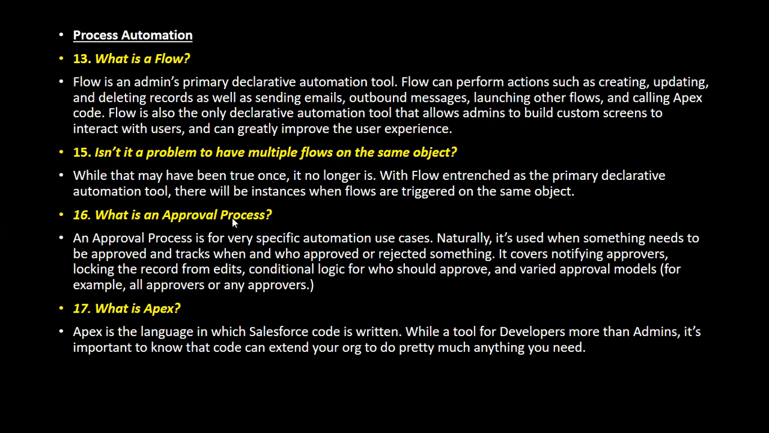Next question, what is an approval process? An approval process is a very specific automation use case. It is used when something needs to be approved, and to track when and who approved or rejected it. It covers notifying the approver, locking the records, some field conditions, and logic for who should approve and the approval model, for example all approvals or any approval.